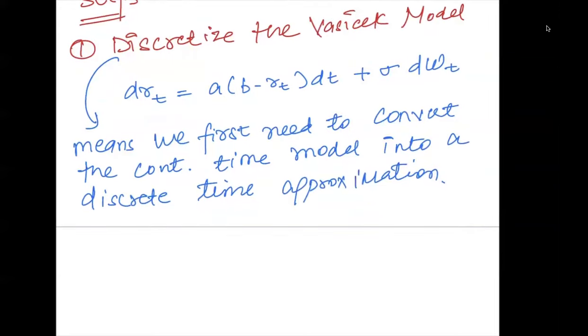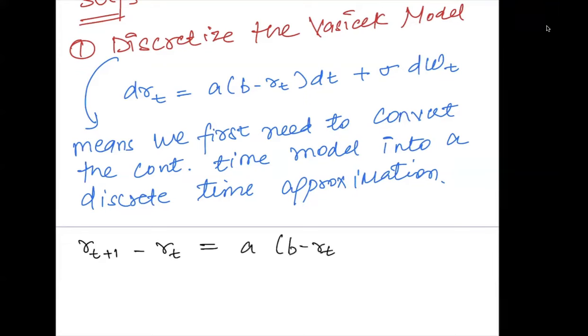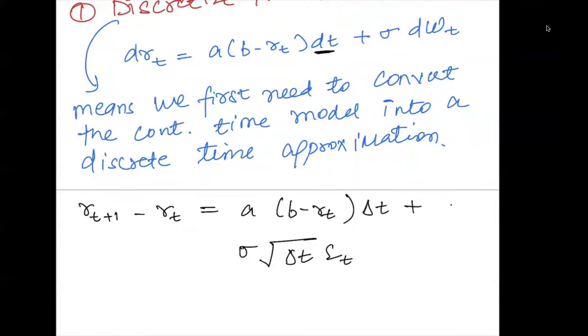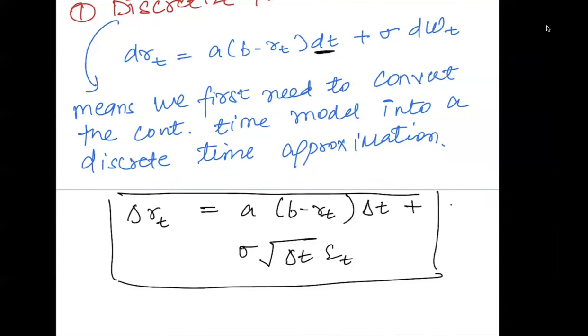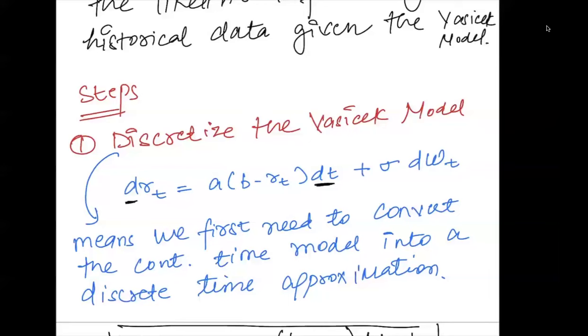So how can we discretize this equation? dr_t is nothing but r_{t+1} minus r_t, which is your change in r_t, equal to a times (b minus r_t) times delta t, where this dt becomes delta t, plus sigma times the square root of delta t times epsilon_t, since dW_t becomes this term. This is the discretized form. Wherever you see d terms, those components would be discretized.